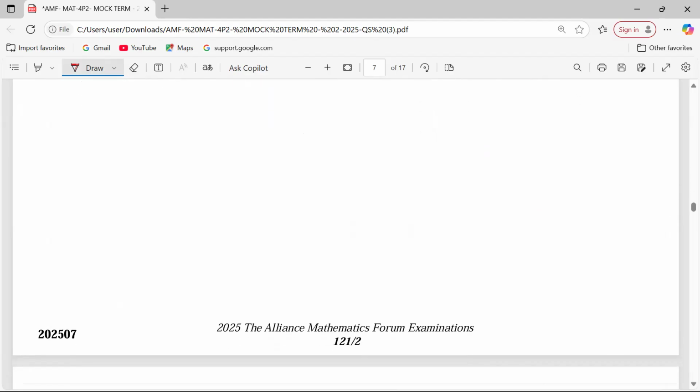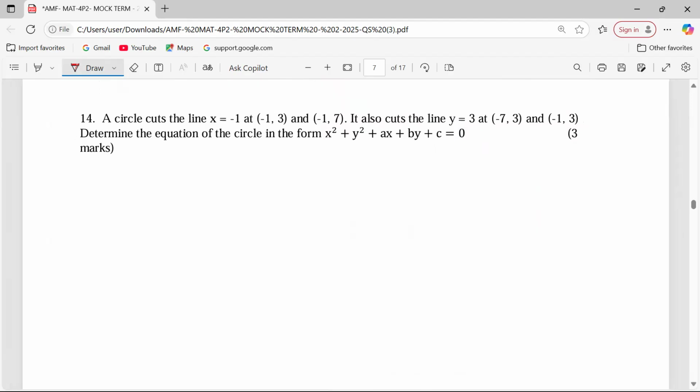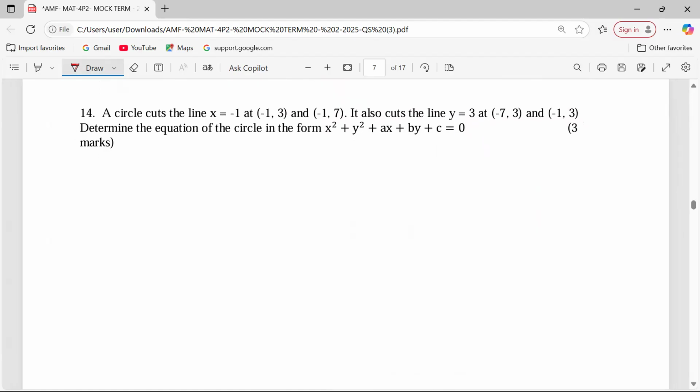The first thing that we're supposed to identify is the center of the circle, and apart from the center, we are supposed to identify the radius of this particular circle. You shall allow me to begin by doing a sketch of this information so that we may analyze it keenly.